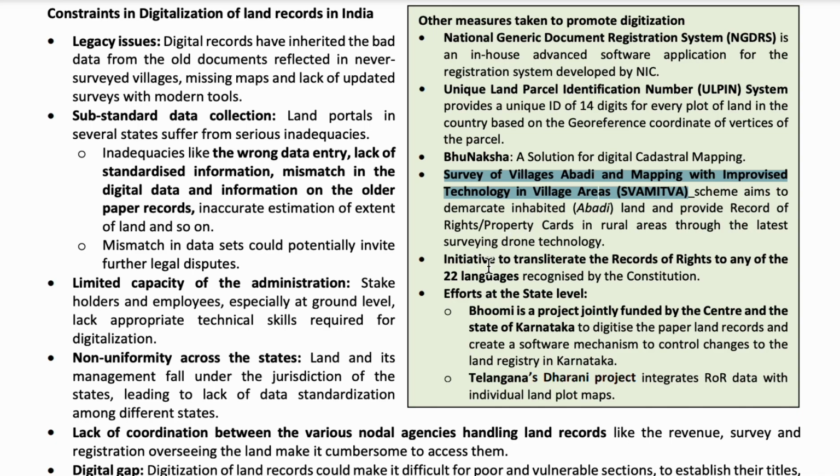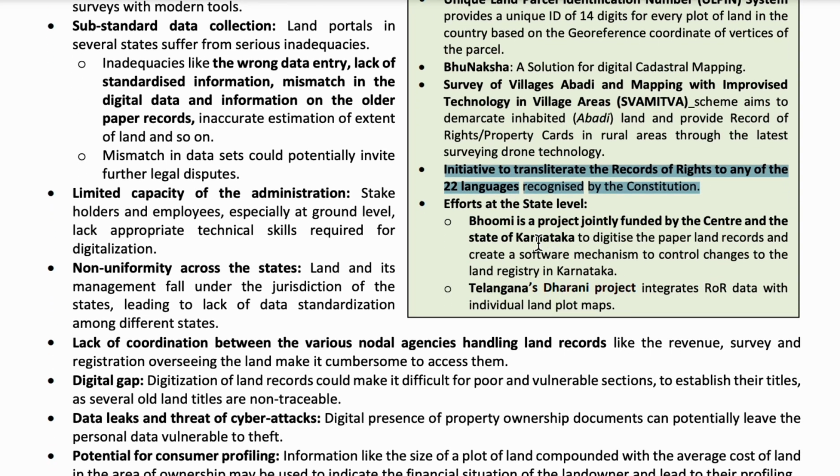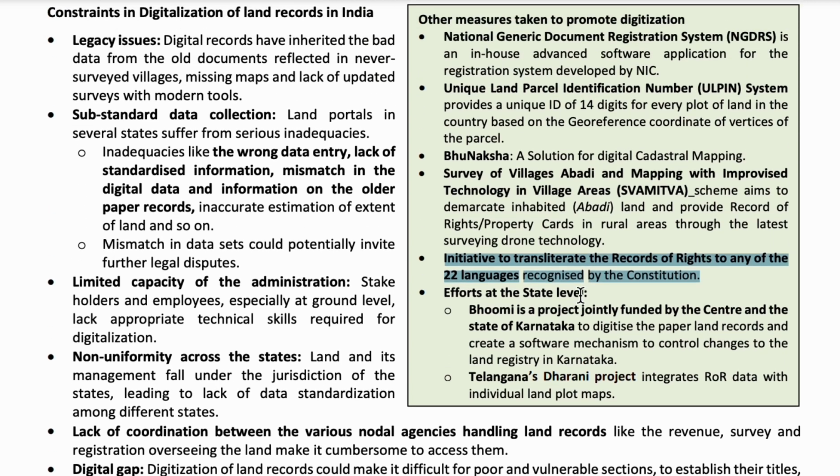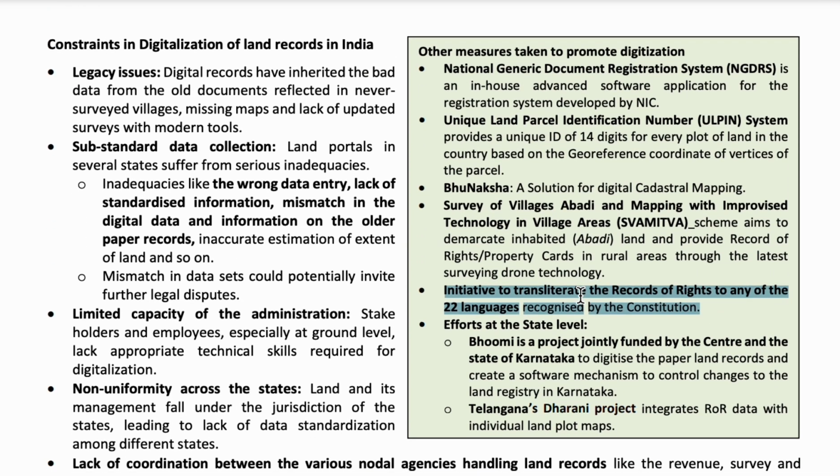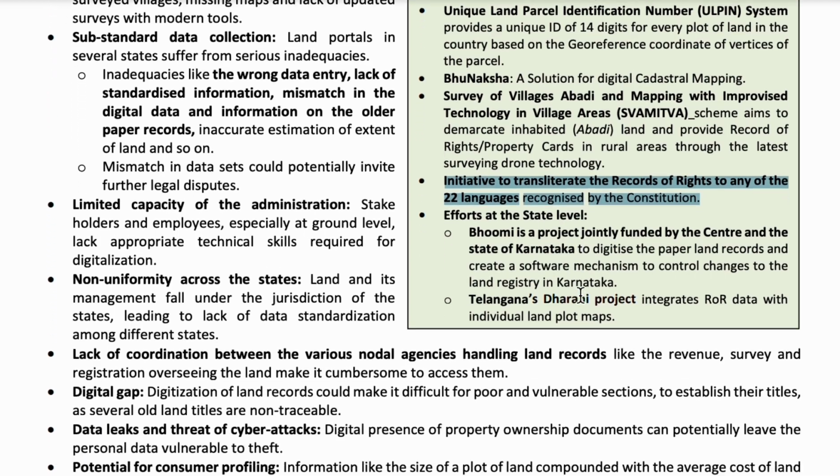Next, land records will be translated into 22 languages which are recognized by the Constitution. So recently in Karnataka, the Bhumi project was initiated, and in Telangana, the Dharani project was initiated for digitalization of land records. So these are all some of the government initiatives which were taken to promote the digitalization.